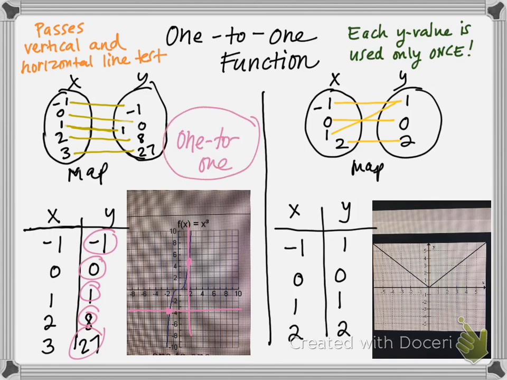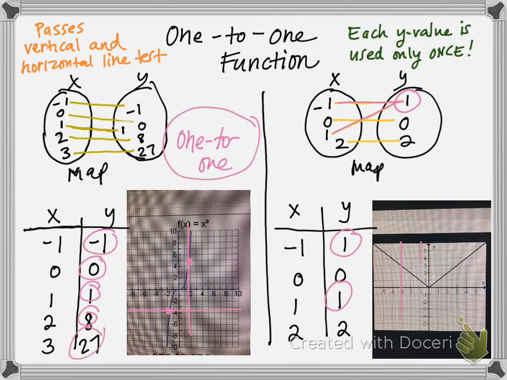All right, taking a look at this last one, the absolute value function. If you look at the map and the t-chart, you'll notice that a y value is used twice. You see this y value is used twice because -1 maps to it, and so does 1. And here we see a y value used twice, which means if we look at the picture, it's not going to pass the vertical horizontal line test.